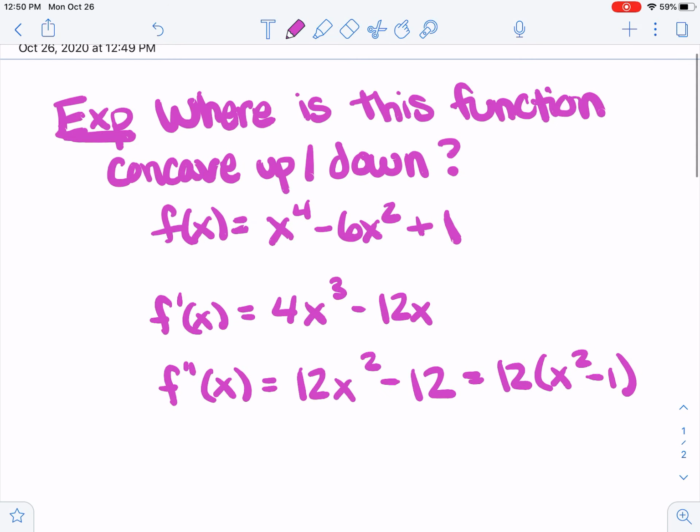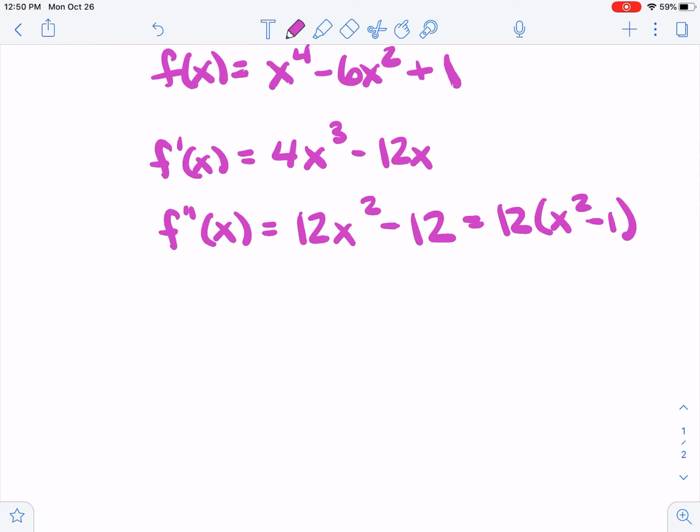The function will be concave up if the second derivative is positive. It will be concave down if the second derivative is negative. So basically the question is, where is this positive and where is this negative? So that looks like 12 times x minus 1 times x plus 1.